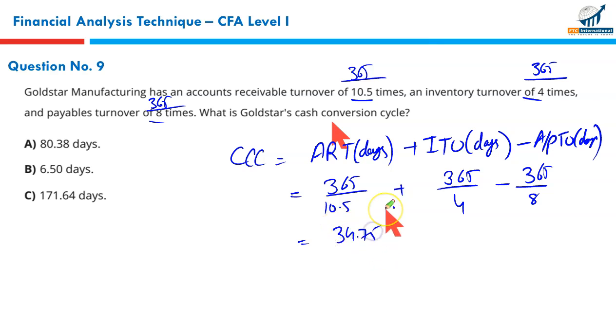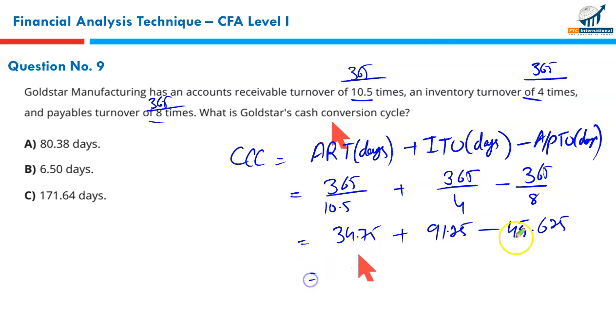34.75. It means on average our customer pays us after 34.75 days. 365 divided by 4, that is 91.25. It means our inventory is sold out in 91.25 days. We have to purchase it again. In other words, we have to replenish our inventory after 91.25 days. Less accounts payable turnover in days, 365 divided by 8. That means our average payment period is 45.625 days. It means we pay our accounts payable after approximately 45 days.